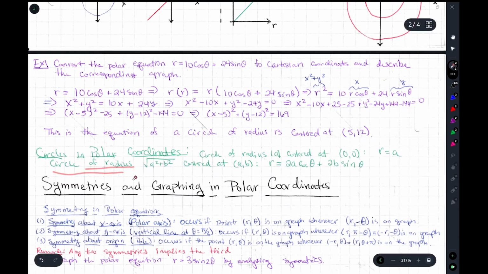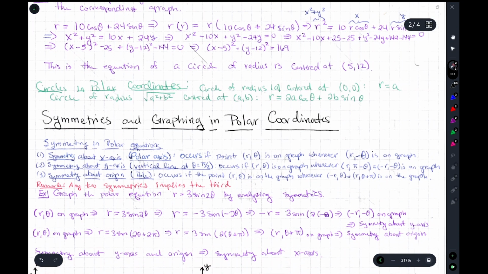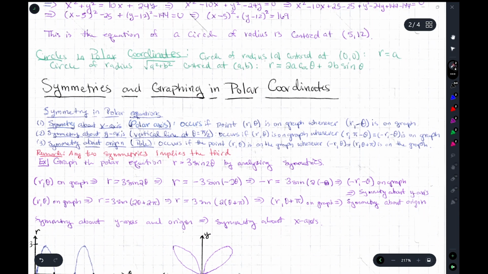What about a circle of radius square root of a squared plus b squared, centered at (a, b)? Well, here's the general formula for that. It's a little restrictive, since it's got to be centered at this point and have that radius corresponding to where it's centered, but we ran into this before, so we'll add it to our formula list over there.